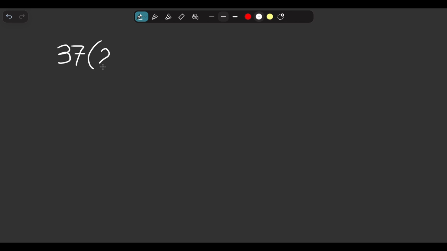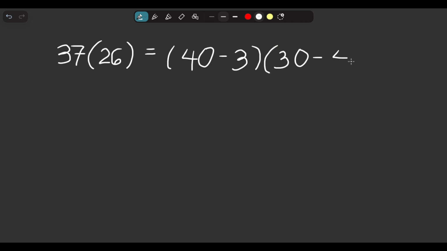37 times 26. Notice that 37 is equal to 40 minus 3, and 26 is equal to 30 minus 4. Using the FOIL method.